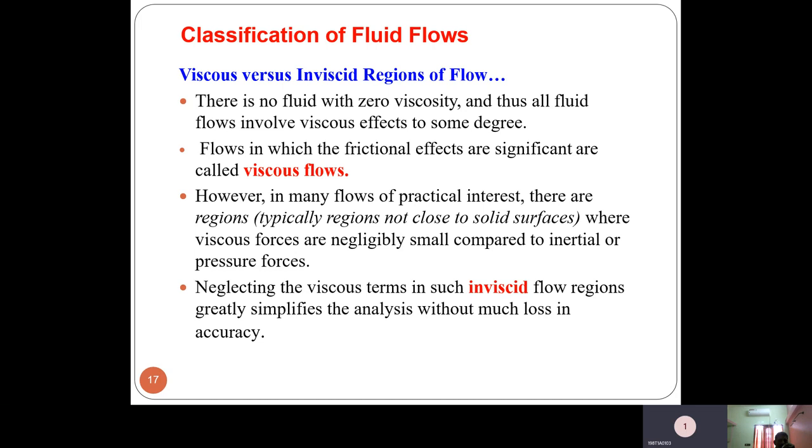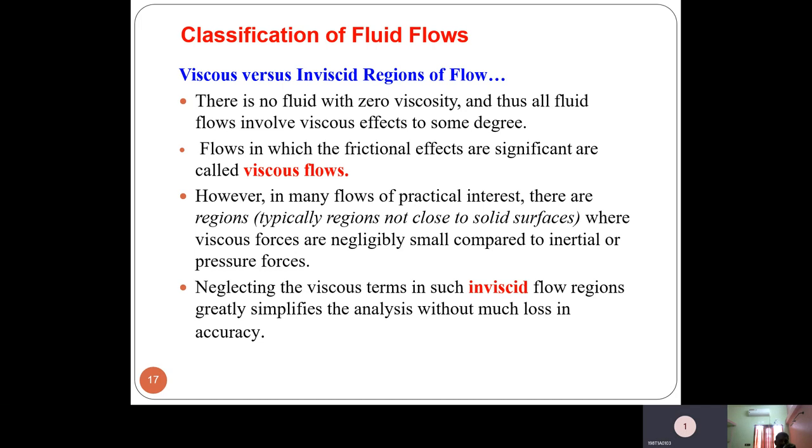Versus inviscid regions. There is no fluid with zero viscosity, and thus all fluid flows involve viscous effects to some degree. In last videos, we discussed the classified types of fluid: ideal fluid, real fluid, Newtonian fluid, non-Newtonian fluid, ideal plastic fluid. Now, what is the ideal fluid? A fluid which is viscousless and incompressible. But all the fluids in the universe have viscosity, so there is no ideal fluid. That is why there is no fluid with zero viscosity, and thus all fluids involve viscous effects to some degree. Flows in which the frictional effects are significant are called viscous flows. Flows in which we consider the frictional resistance are called viscous flows.